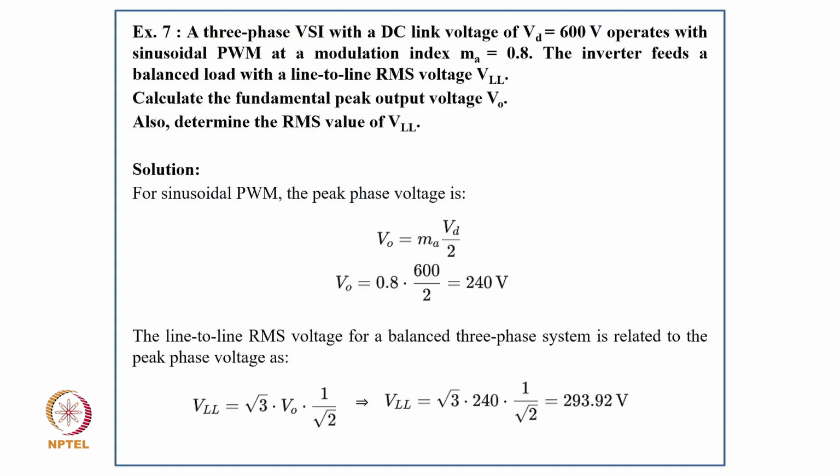Coming to example 7, a 3-phase VSI with the DC link voltage of VD equal to 600 volt operates with sinusoidal PWM at a modulation index of MA equal to 0.8. The inverter feeds a balanced load with a line-to-line RMS voltage VLL. So calculate the fundamental peak output voltage VO and also determine the RMS value of VLL. The solution is for sinusoidal PWM. The peak phase voltage is VO equal to MA VD by 2, and VO equal to 0.8 into 600 by 2, that's 240 volt. So line to line RMS voltage for a balanced 3-phase system is related to peak voltage. So VLL equal to root 3 VO into 1 by root 2, and VLL equal to putting value 293.92 volt.